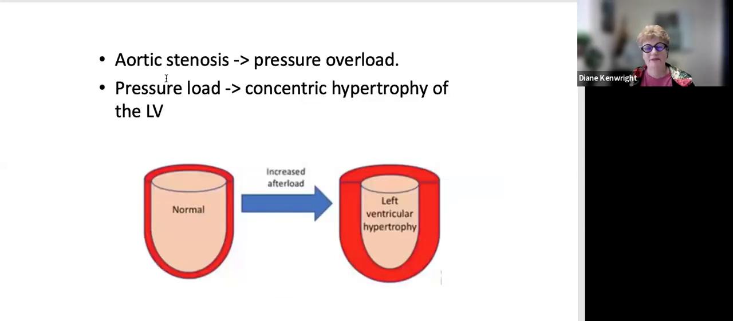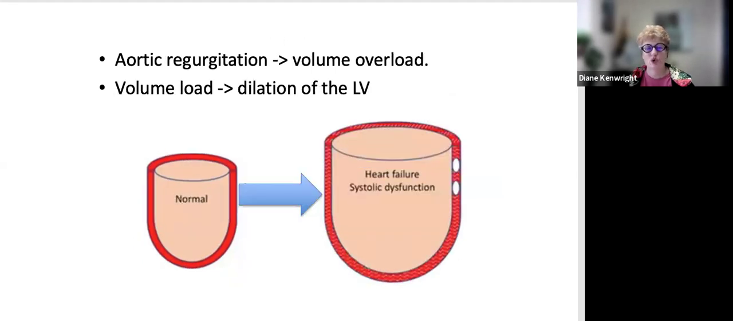Here we are again. Aortic stenosis, pressure overload, leads to concentric hypertrophy of the left ventricle. This is in contrast to aortic regurgitation, which is a volume overload. Remember, regurgitation leads to volume overload. The heart becomes big, but it has a thin wall.